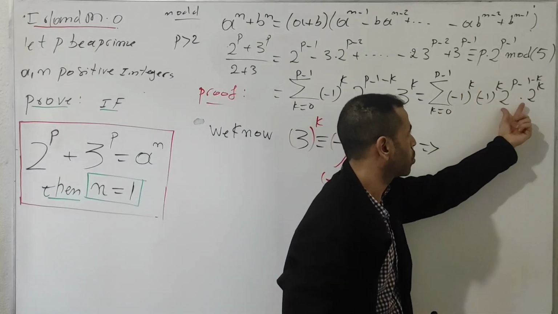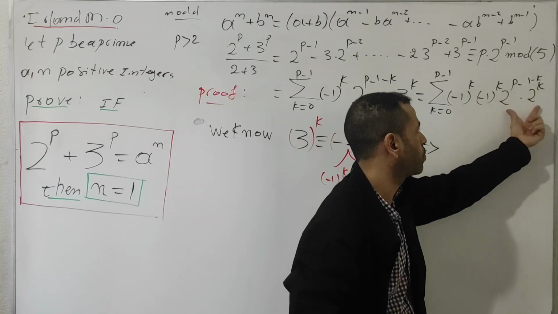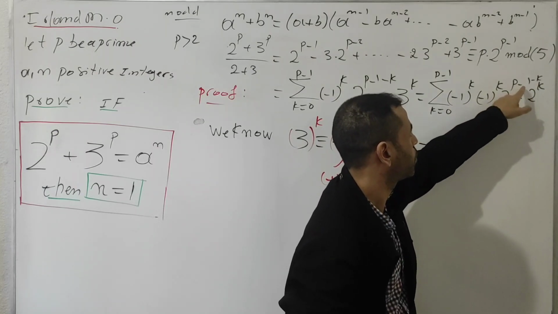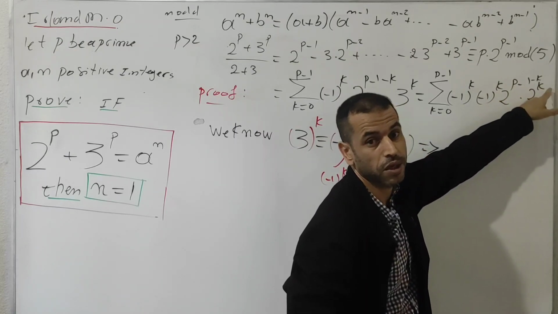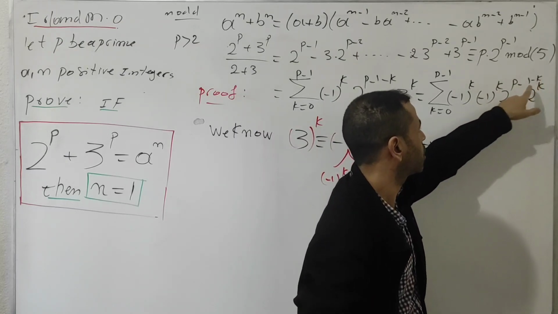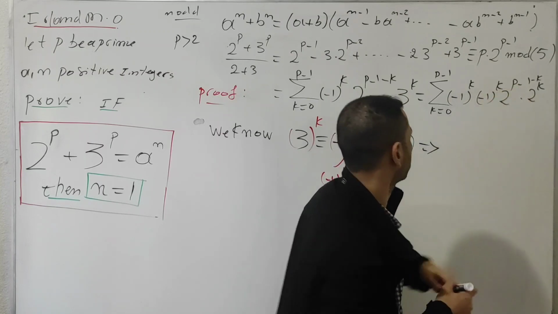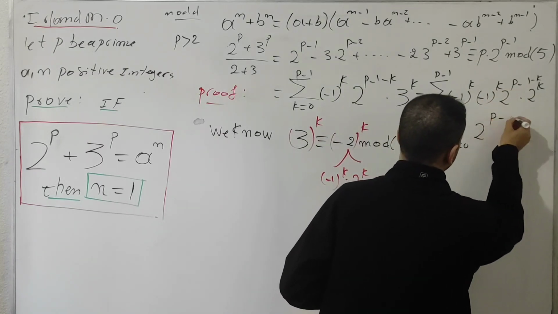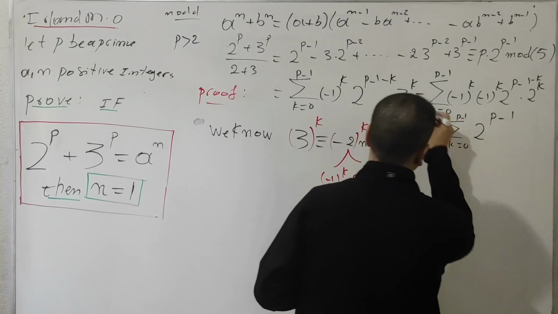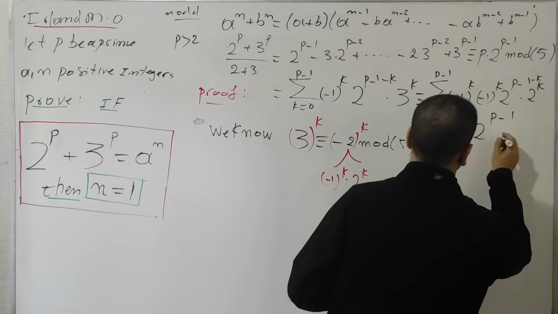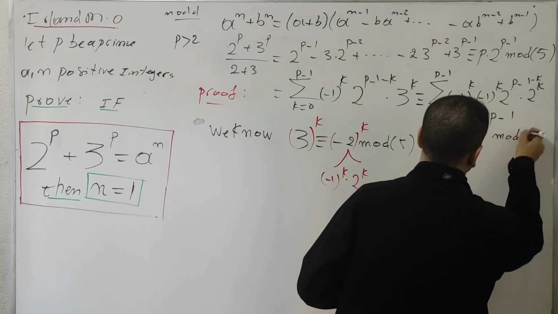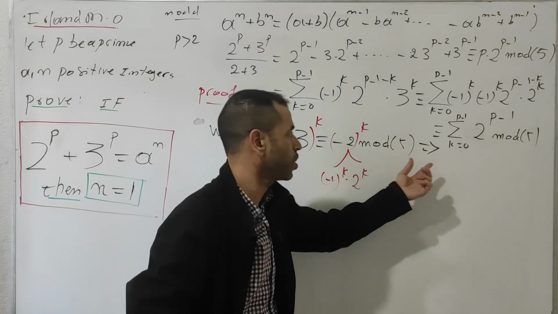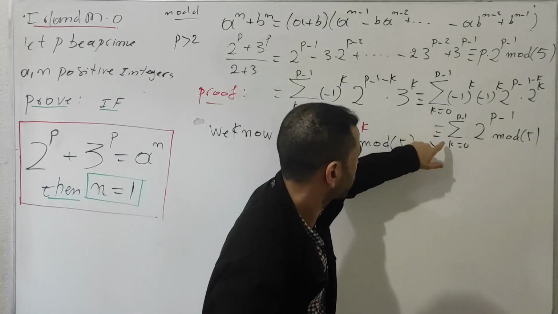And also these two terms, 2 to the p minus 1 minus k, if you put them together as one exponent, we'll have 2 to the p minus 1 minus k plus k. K will be cancelled out. I will be left with 2 to the p minus 1. So this one, I will have 2 to the p minus 1. Okay? But don't forget, this is congruent mod 5, because I have reduced this one to mod 5. Okay? So you have to do the congruent sign here.